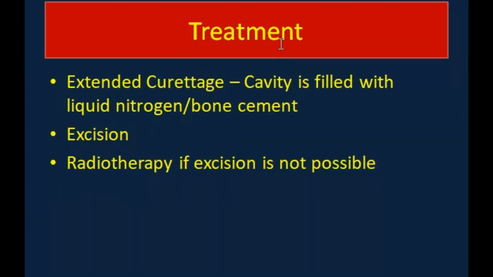If we talk about the treatment, it is by extended curettage. We do a curettage of the bone, and that cavity is filled up with liquid nitrogen or bone cement. Otherwise, an excision of the tumor can also be done, followed by reconstruction of that part. And if excision is not possible, radiotherapy is done.